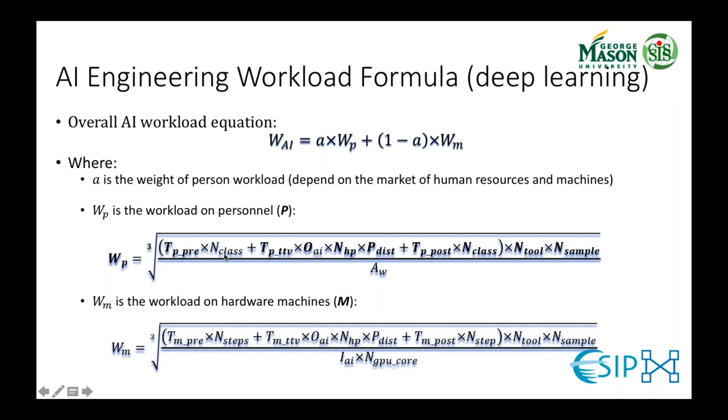And also there is post-processing, because we have to translate the result of the AI model into something meaningful. That takes time. And the number of classes and the tools used in the whole workflow. If you use dozens of tools, the whole workflow will take a long time. And multiplied by the number of samples. It's divided by AW. AW is the automation level of your workflow. So if that workflow is automated by tools, then the person workload will be much less.